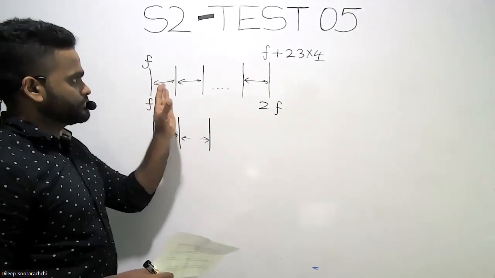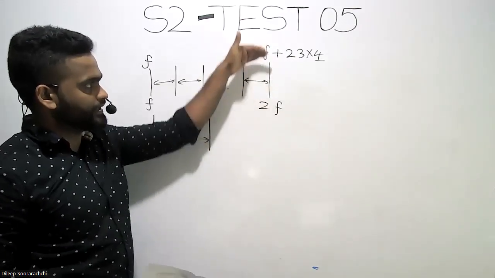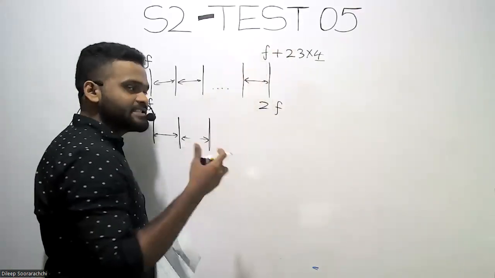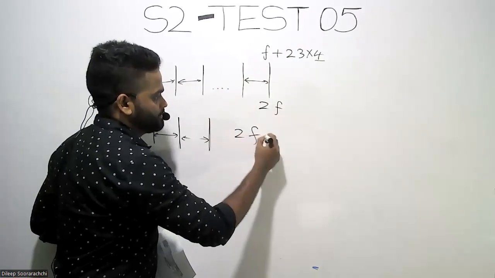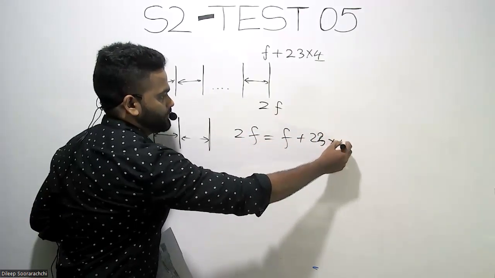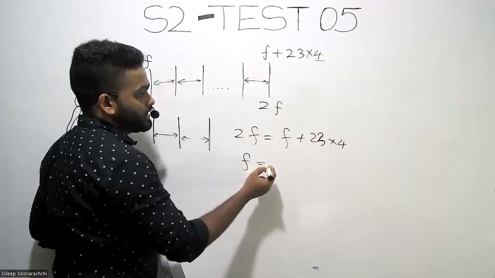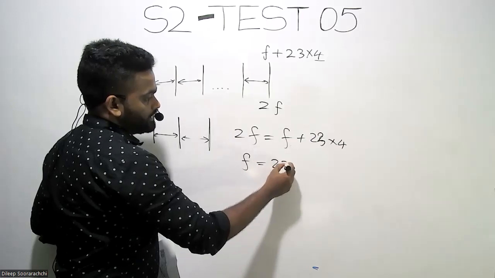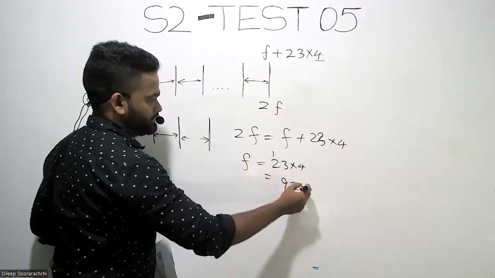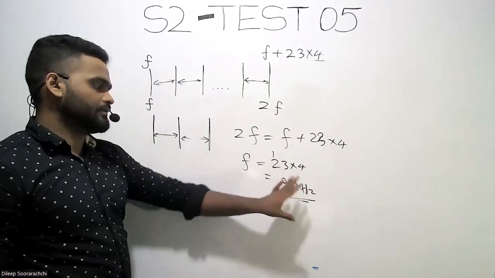So we have written the frequency of the last fork in two different ways according to the question. Then these two must be the same. So we can write simply 2f equals f plus 23 times 4. Just simplify the equation: minus f, 23 times 4 is 92. So it is 92 hertz. So f is 92 hertz.